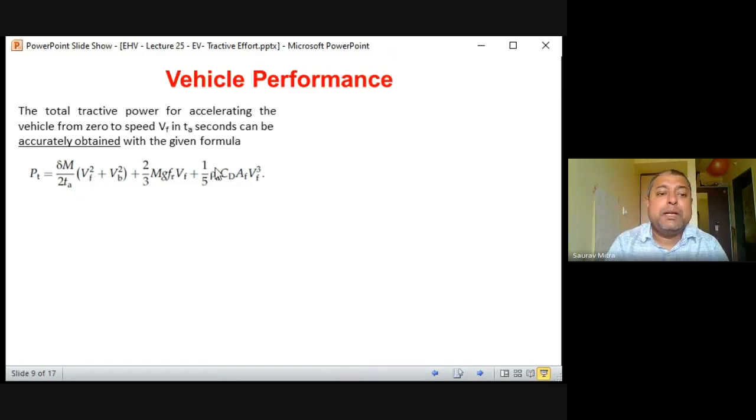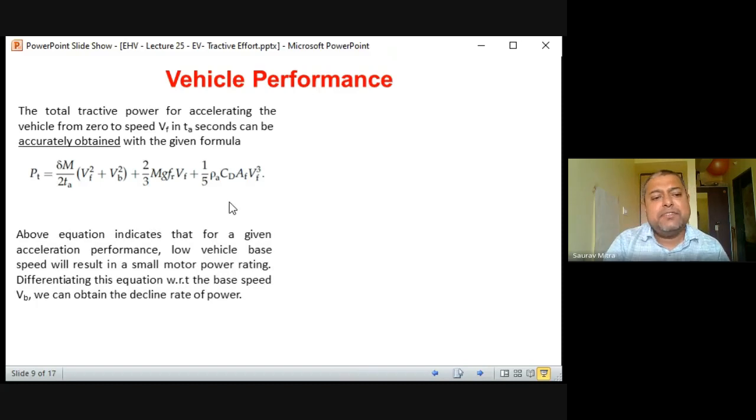There is a power, but how much power is giving me the opposition? Though these values are quite small compared to the first part, the second and third terms are very small compared to the first part, if you want an accurate formula, you have to take these two things into consideration. Now, the above equation indicates that for a given acceleration performance, which is the power required for traction, a low vehicle base speed will result in a small motor power rating. So if Vb is less, then the motor power rating will be less.